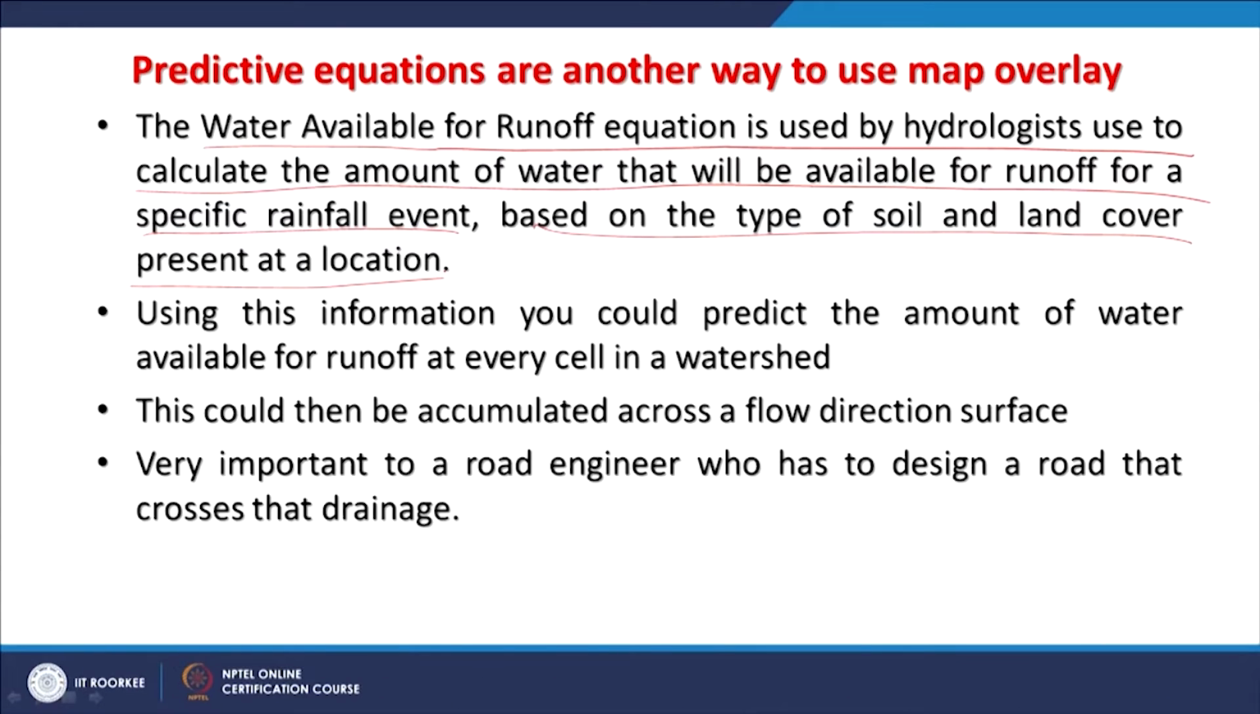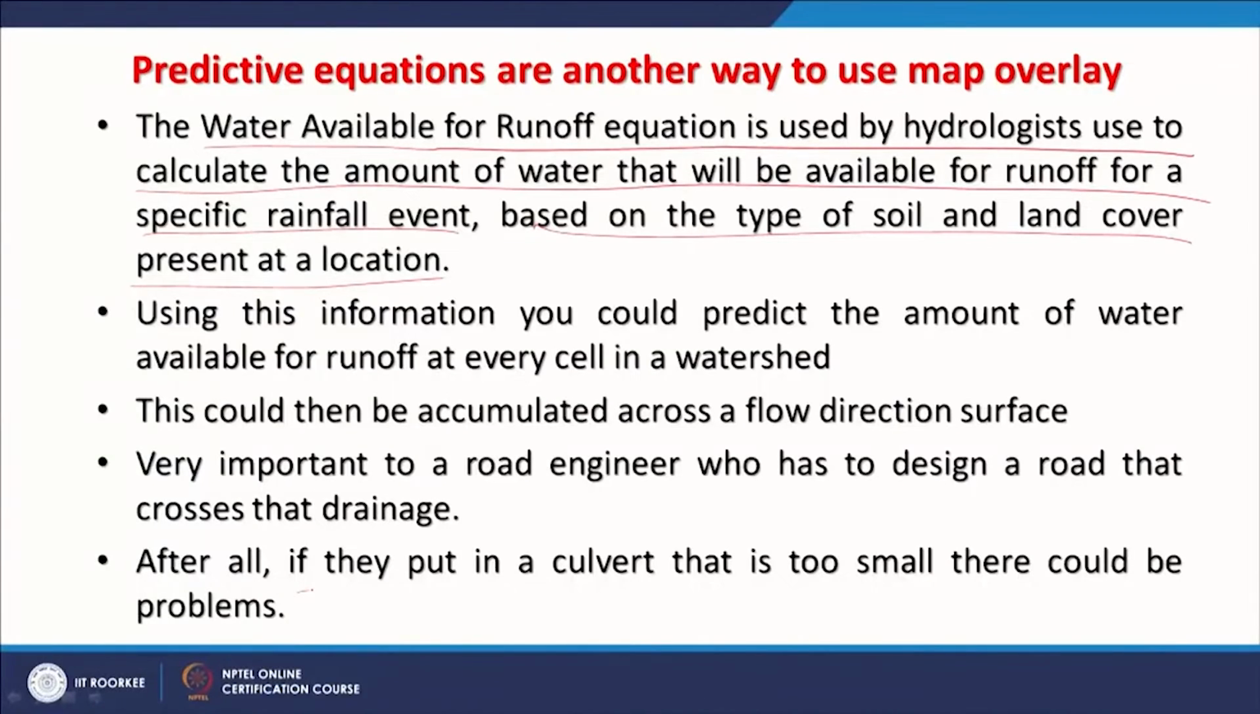And it is very important to the road engineers who have to design a road that crosses that drainage, because in flood events minimum damage or no damage should occur, and therefore while designing these things, either small bridges or culverts or whatever, this should be kept in mind. After all, if they put in a culvert that is too small, there could be a problem. So, if estimations have been done properly through surface hydrologic modeling, then a proper design of a culvert or a bridge will come.